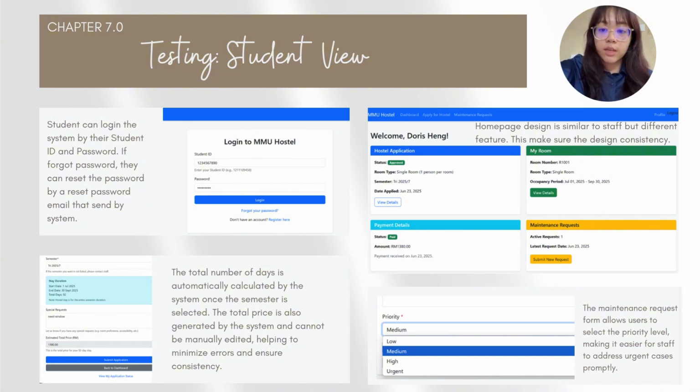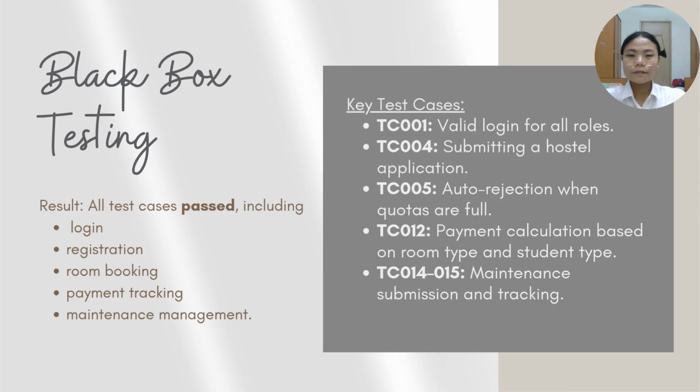The total price is also generated by the system and cannot be manually edited, helping to minimize errors and ensure consistency. The maintenance request form also allows users to select priority level, making it easier for staff to address urgency properly. For testing, we adopted black box testing to focus only on input and output without knowing the internal code. This method ensures that our system works as expected from the users' perspective.